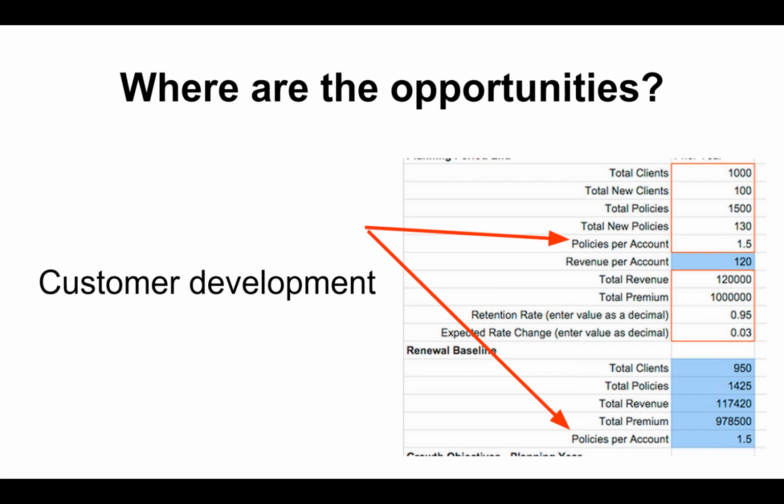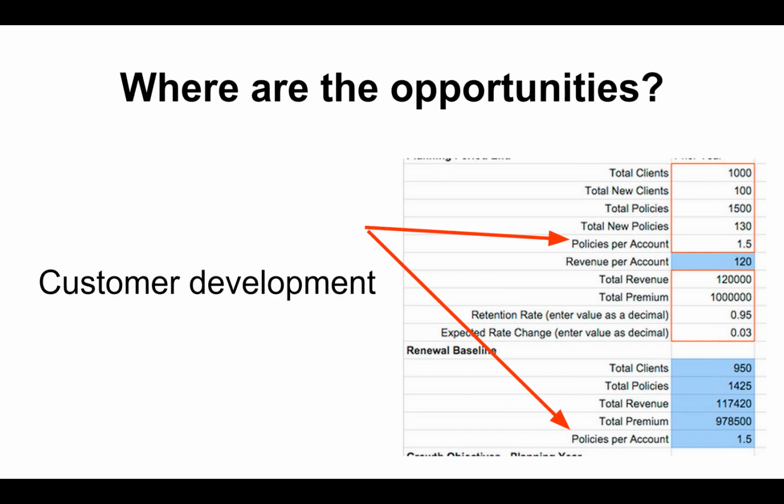Well, one area is within their own book of business. They've got 1.5 policies per account. Their revenue per account is $120 commission per account. This is probably an example of a personal lines book of business, but you could apply the same spreadsheet to your commercial lines book or whatever. And those are two numbers you're going to want to look at for your agency.